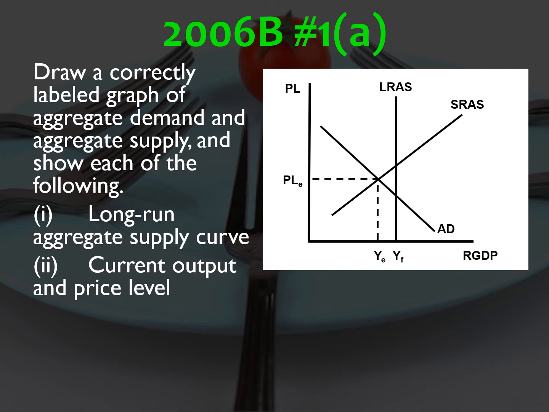Short-term equilibrium is below potential GDP. So SRAS and AD intersect at a level below LRAS. There's your initial price level. There is your initial level of output. It is below full employment.